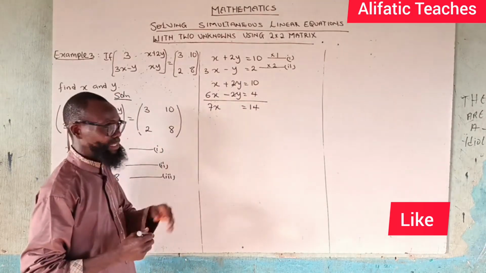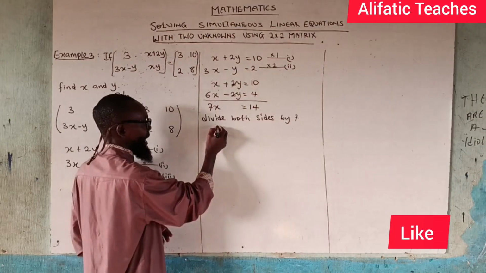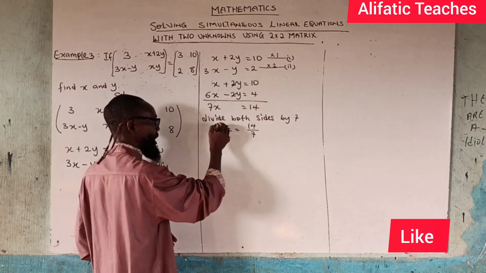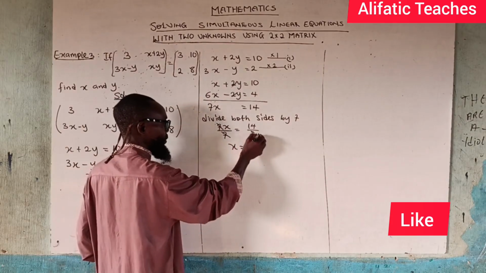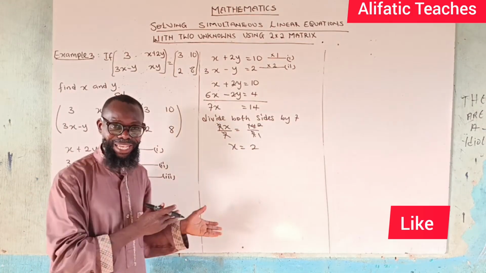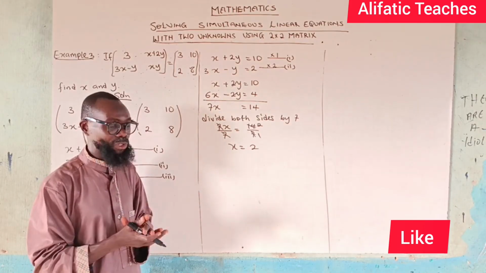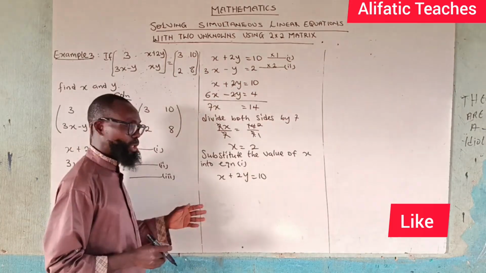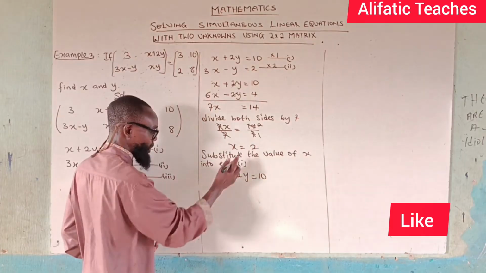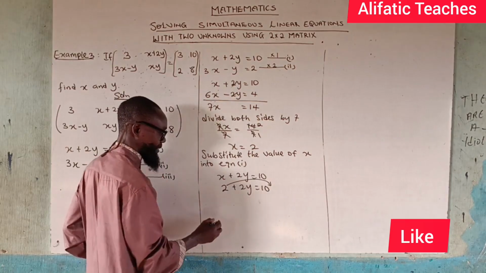Then to get the value of my x, I have to divide both sides by 7. So I have 7x over 7 equals 14 over 7. 7 cancels 7. X equals 7 here 1, 7 here 2. That is 2. We've gotten the value of x. Now, let's get the value of y by substituting the value of x into any of your equations. Let's say equation 1. Our equation 1 is x plus 2y equals 10. Then my x here is 2, so 2 plus 2y is equals to 10. Take this 2 to the other side.